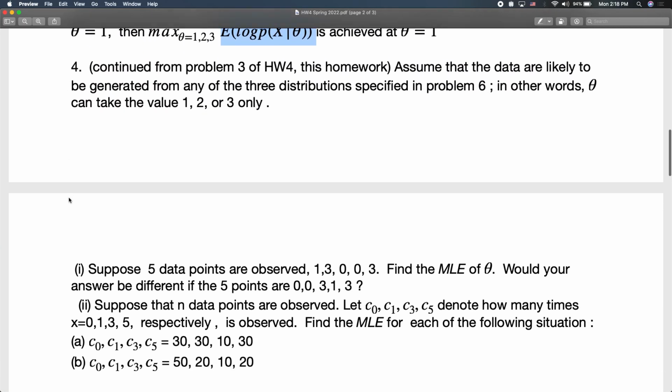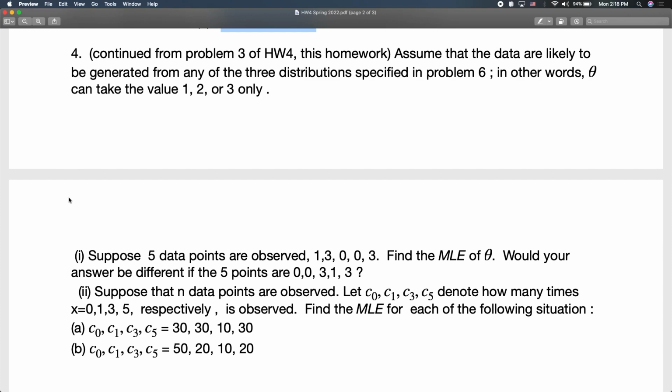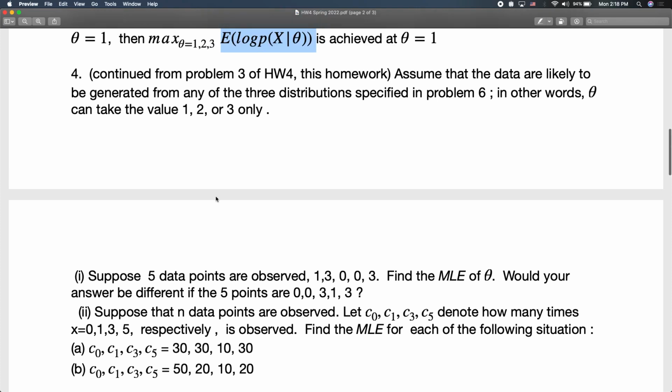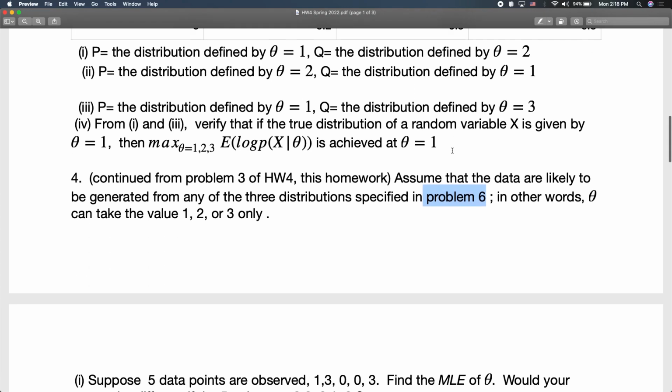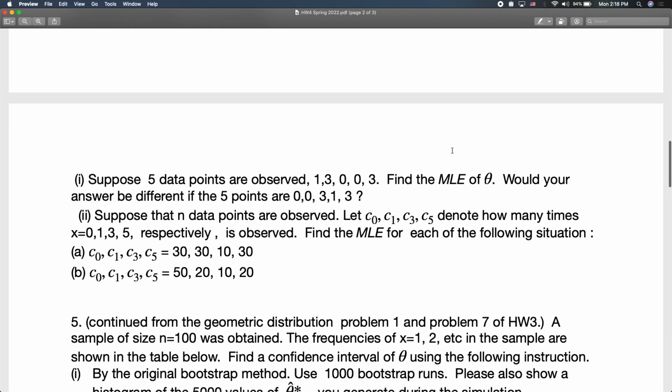And for question 4, so continue from problem 3, this one. Assume the data are likely to be generated from any of the 3 distributions. In other words, theta can be 1, 2, and 3. Suppose 5 data points are observed. Find the MAP of theta. Would your answer be different if the 5 data points are the other 5 numbers?